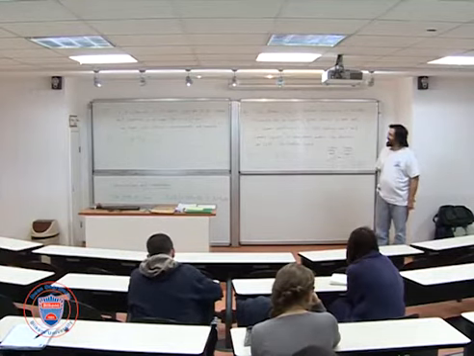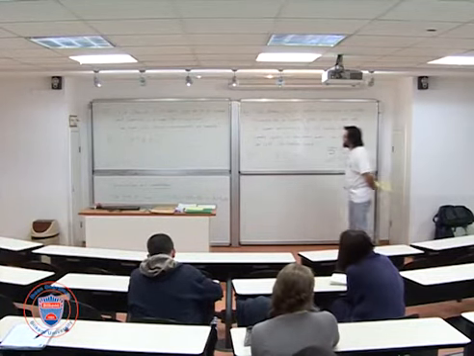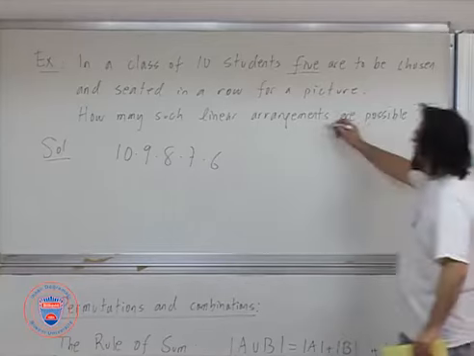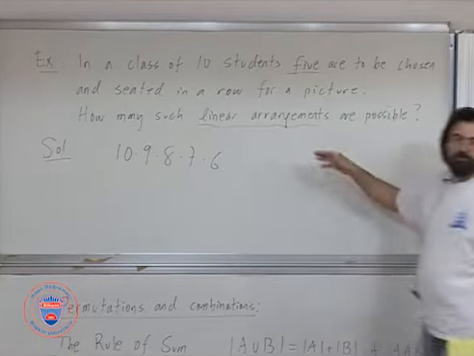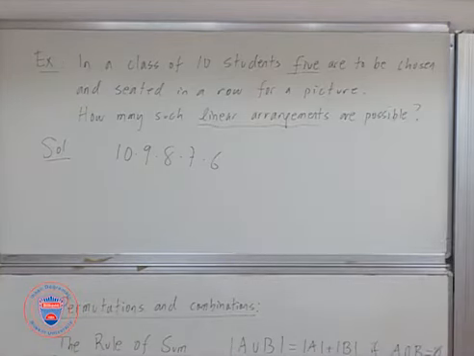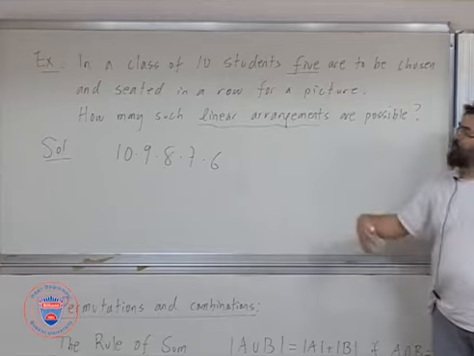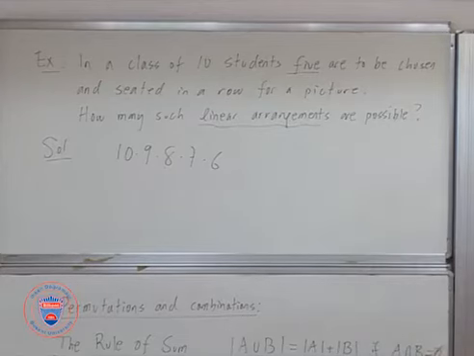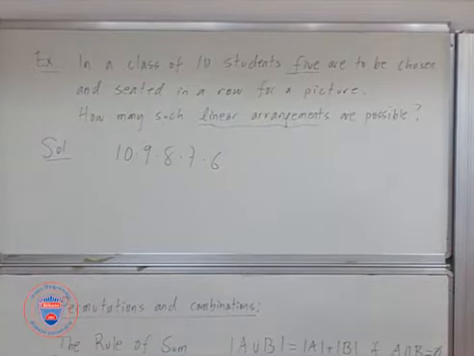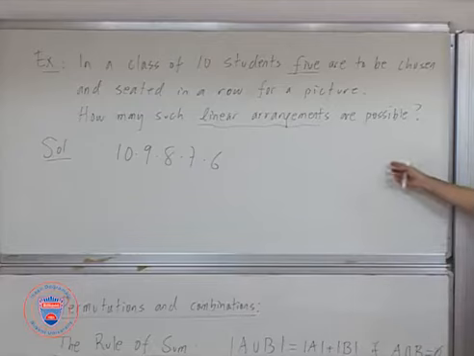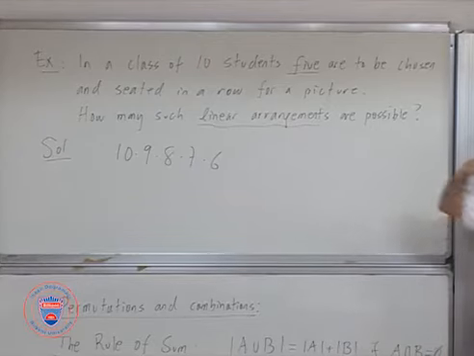Okay. So when it says linear arrangements, that means that order is important, like how the people are. If we were choosing, which we will do in a few minutes, 5 students to form a committee or to put them in a bag, then order wouldn't matter. But here, the order matters. So the first student on the left is important.